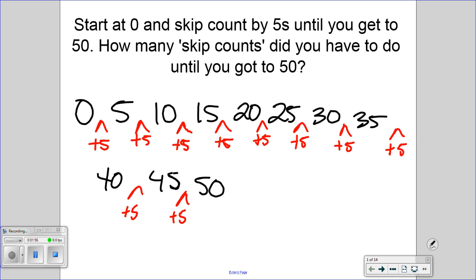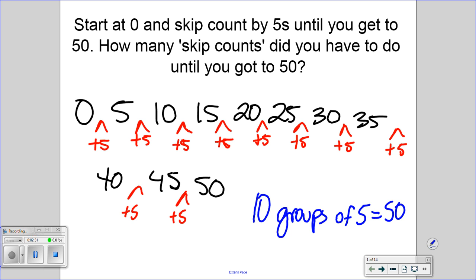So how many, count in your head, raise your hand when you figured it out, how many skip counts did it take for us to get from 0 all the way up to 50? Dylan, how many did it take? 10. It took us 10 skip counts. So it took us 10 groups of skip counting by 5s, right? To equal 50.